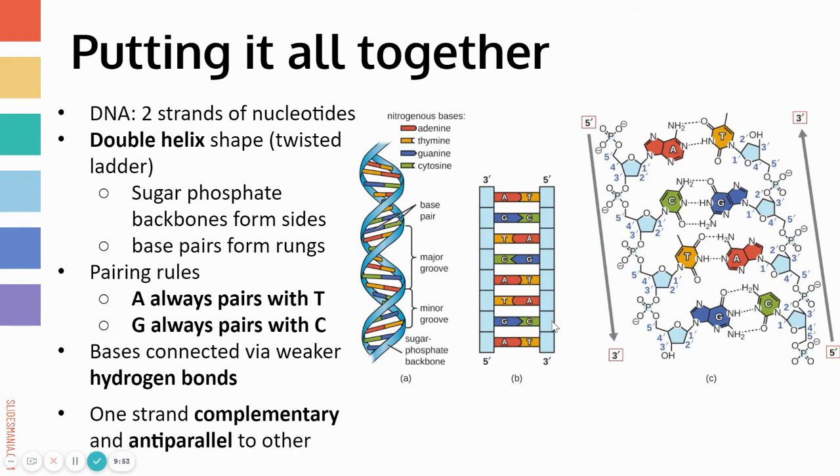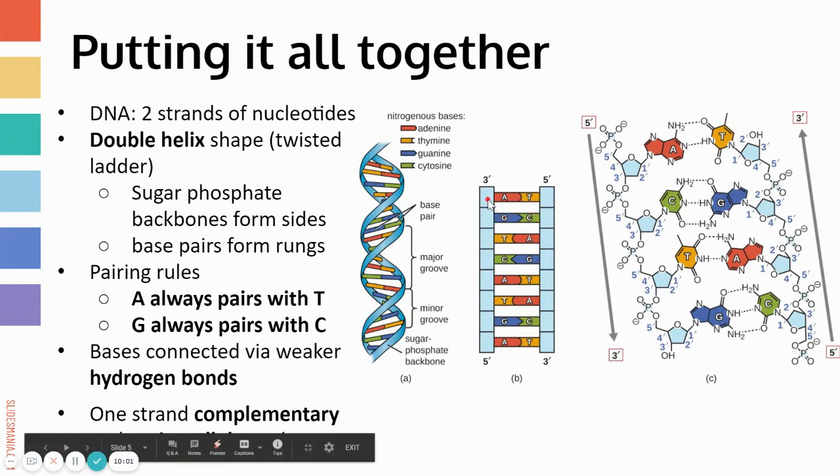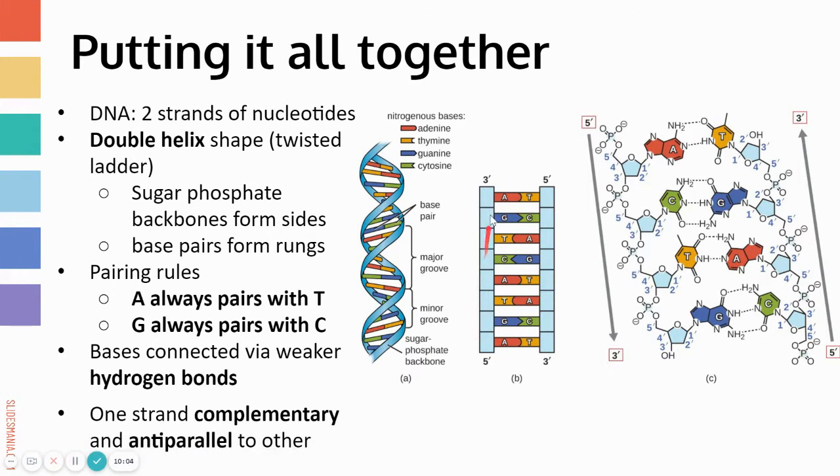And one helpful way to think about the structure of what it looks like is to think about a ladder. So it kind of looks like a ladder in this diagram right here, right? So the sugar phosphate backbone is going to be sort of the side of the ladder where you would put your hands. And then the rungs of the ladder where you'd put your feet are going to be composed of the two bases next to one another.